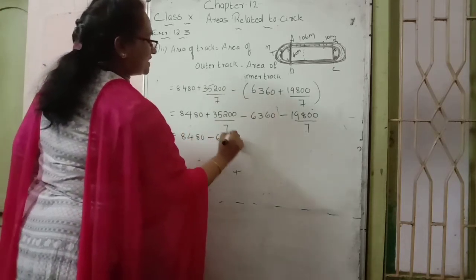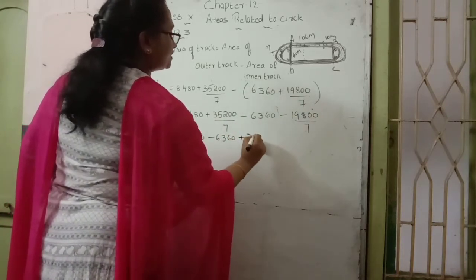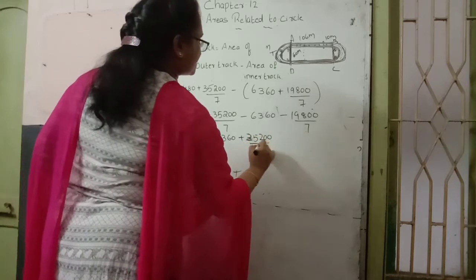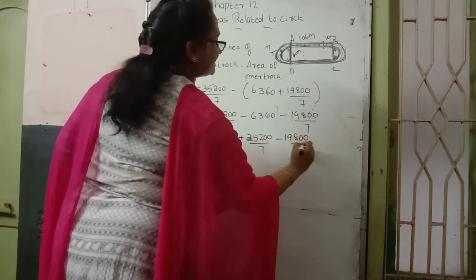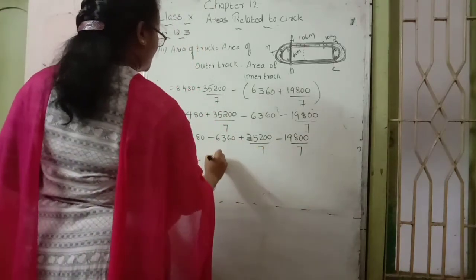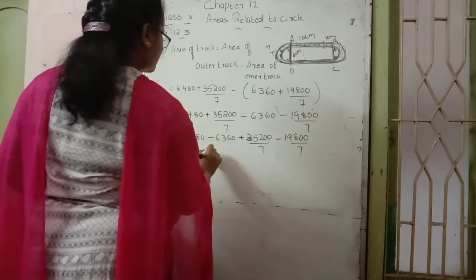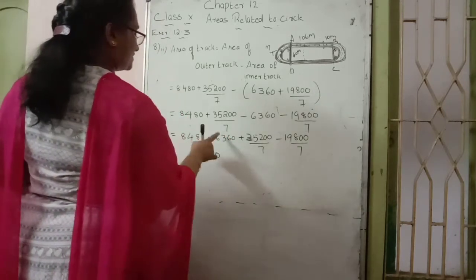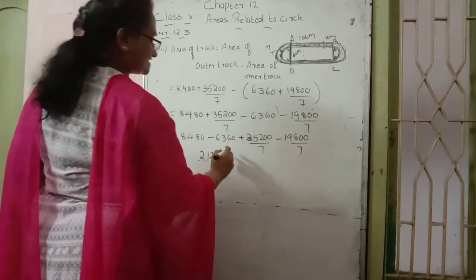And the fractional part is 35,200 divided by 7, minus 19,800 divided by 7. This part is subtraction. Subtracting the whole numbers: 8 minus 6 becomes 2, 4 minus 3 becomes 1, then 8 minus 2 becomes 6, so 2,120 is the result of this subtraction.